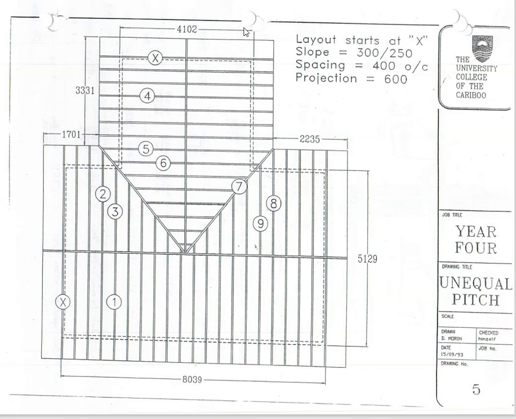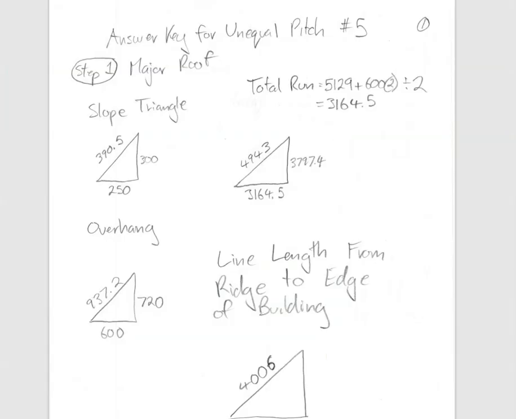You're given building size. You're given a slope, which will be for the major portion of the roof. So this will be the slope of the major portion of this roof, and then you have the spacing per rafter and the projection all around the building being 600. Okay, so the way you should begin this is to calculate the major. Let's take a look here. So step 1, major roof.